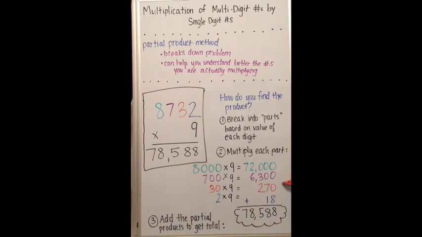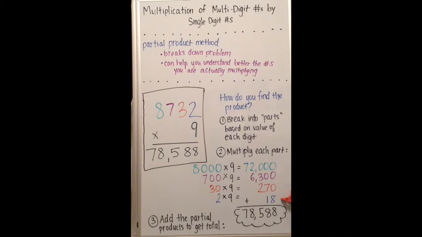The third part I'm going to multiply is the 3. And the 3 in the top factor is in the tens place. The 3 in the tens place gives me a value of 30. I'm going to take that 30 and multiply it by 9. And 30 times 9 is 270. So I'm going to record that. Still lining up my ones place, nice and neat.